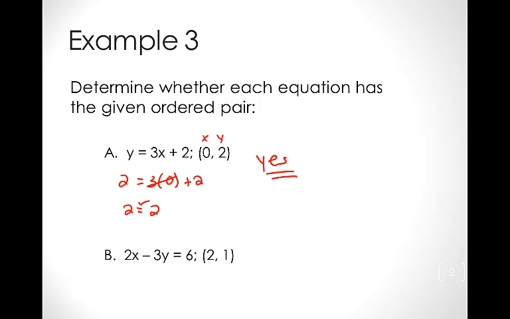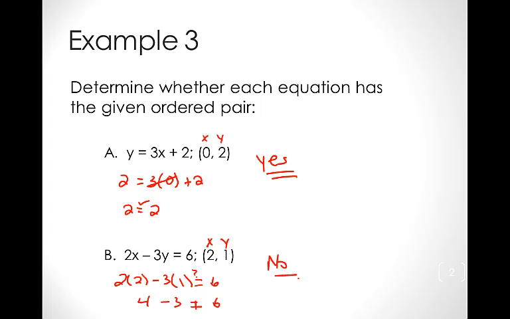How about part B? Part B, we're going to say 2 times, again, there's our x and there's our y, 2 times 2 minus 3 times 1. Is that equal to 6? Well, 2 times 2 is 4 minus 3. That is definitely not equal to 6. 4 minus 3 is 1. So this one was no.